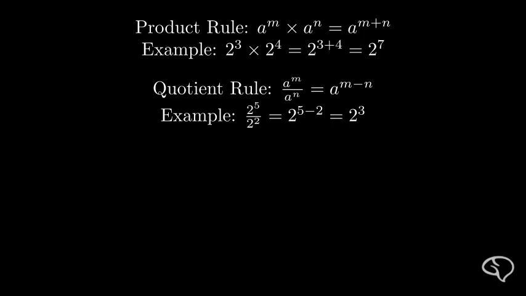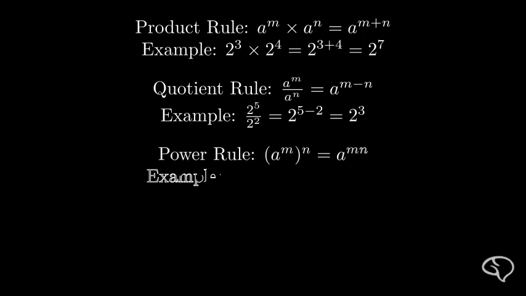And finally, the power rule. The power rule states that when you raise a power to another power, you multiply the exponents. For instance, 2 to the power of 3, all raised to the power of 2, is 2 to the power of 3 times 2, which is 2 to the power of 6. So we've quickly recapped what exponents are and three fundamental rules: the product rule, the quotient rule, and the power rule. This foundation will be crucial as we move on to our next topic.